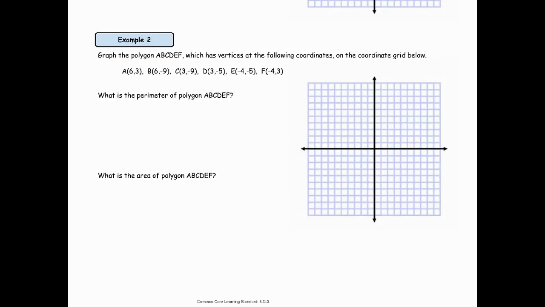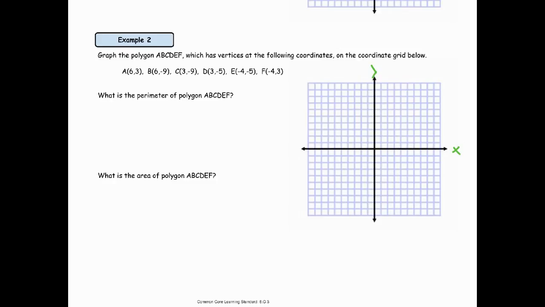Example 2, we have to graph the polygon ABCDEF, which has the vertices at the following coordinates on the coordinate grid below, and then it gives us points A through F. So the first thing we're going to do is plot those points on our coordinate plane. Remember, the coordinate plane is made up of the x and the y-axis. So as we go to plot those, we're going to plot point A, which has coordinates 6, 3.